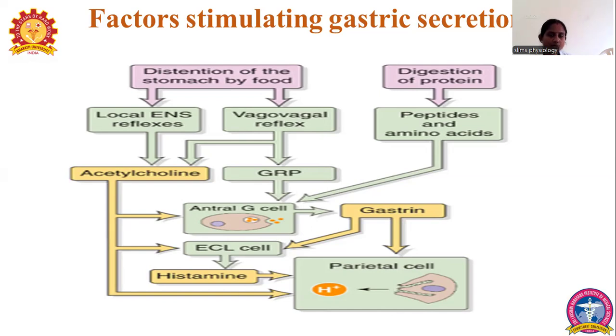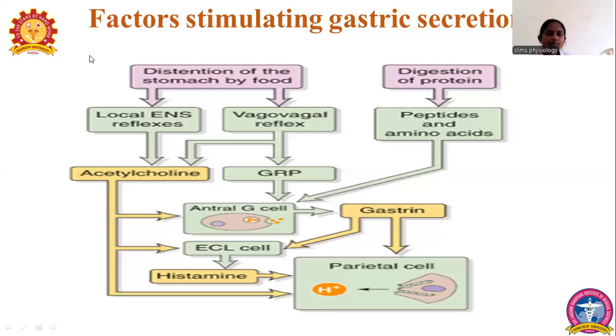There are two important plexuses which form the enteric nervous system, myenteric and submucosal. Okay, they get stimulated. Then apart from this, the products of digestion like carbohydrates, proteins, and lipids, mainly proteins, help in the stimulation of pepsinogen secretion. That we have to remember.